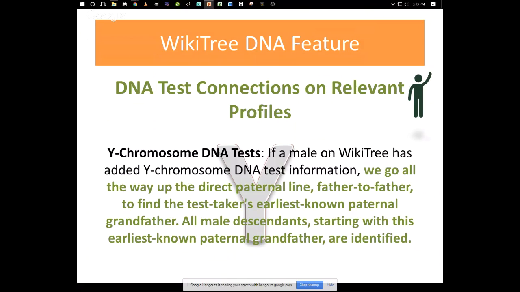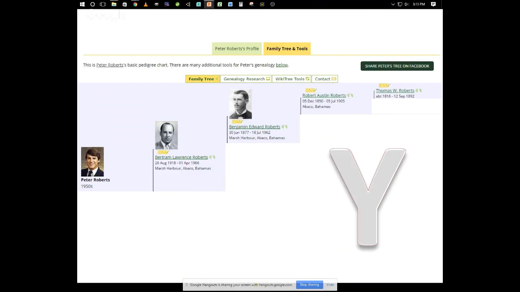All male descendants, starting with this earliest known paternal grandfather, are identified. And here I've got Peter Roberts. I've got Peter's male line, Y-DNA line, shown in his ancestors, his Family Tree and Tools tree. I just cut out all of the other people just so you could see the Y line. WikiTree doesn't actually have this show up as a separate screen.